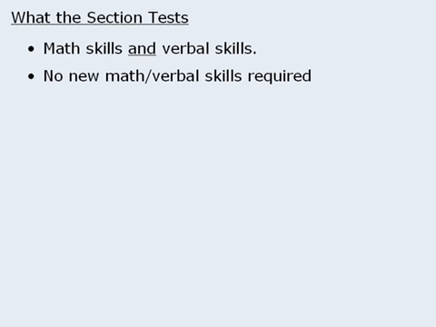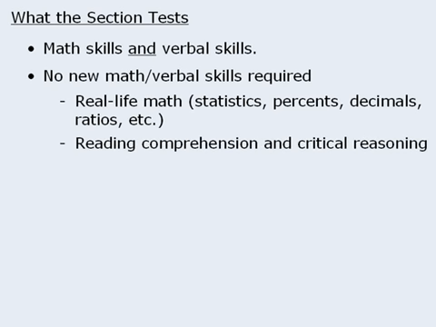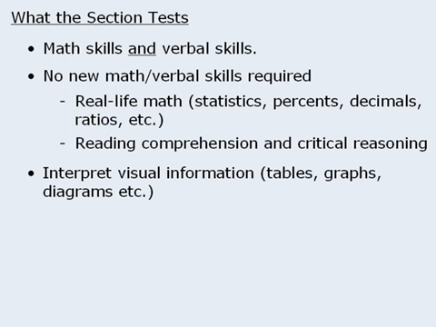Now in particular, this section places a strong emphasis on real-life math concepts, such as statistics, percents, decimals, and ratios. And on the verbal side, there's a strong emphasis on reading comprehension and critical reasoning. Now, aside from these skills, you do need to know how to interpret visual information in the form of tables, graphs, diagrams, and so on. However, most of these forms will be familiar to you. For the less familiar forms, such as scatter plots and Venn diagrams, we've created individual lessons on those topics. Okay, so that's what the integrated reasoning section tests.